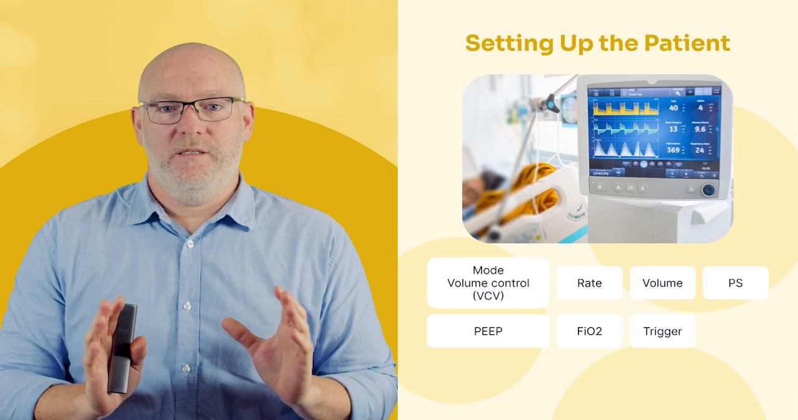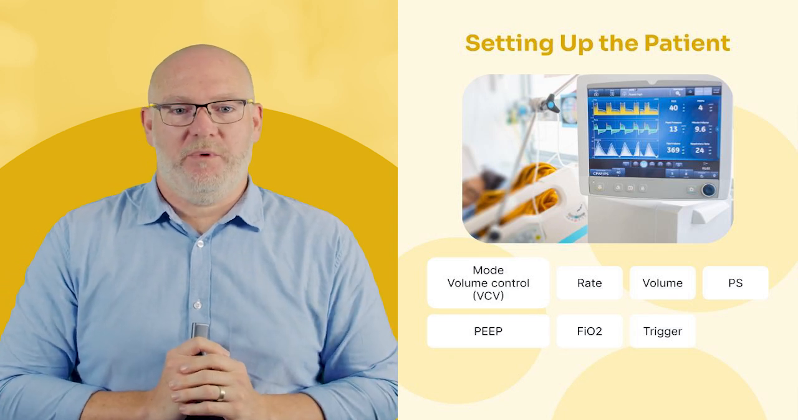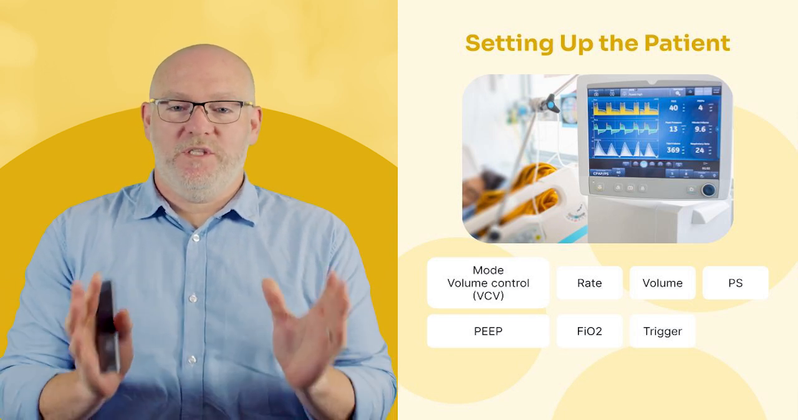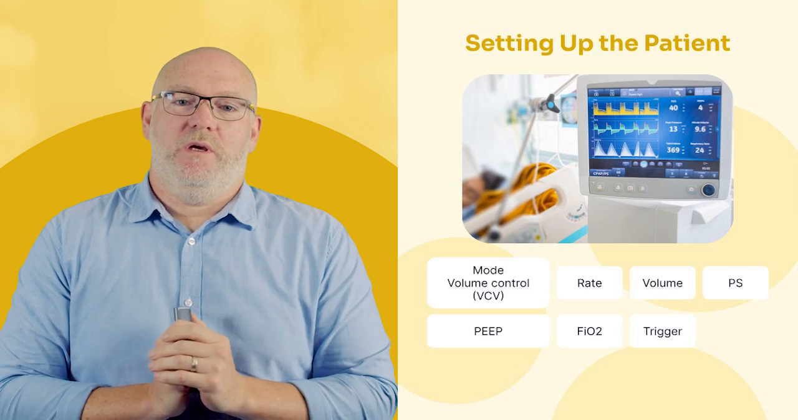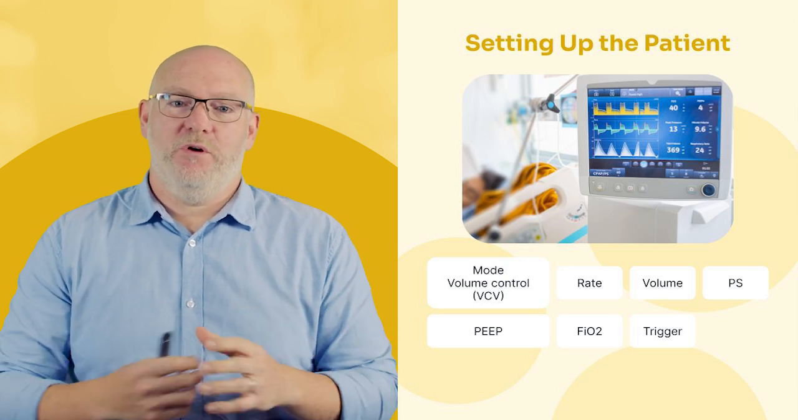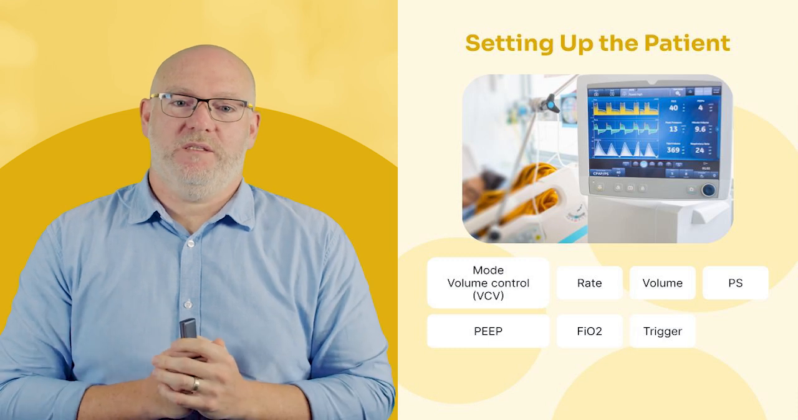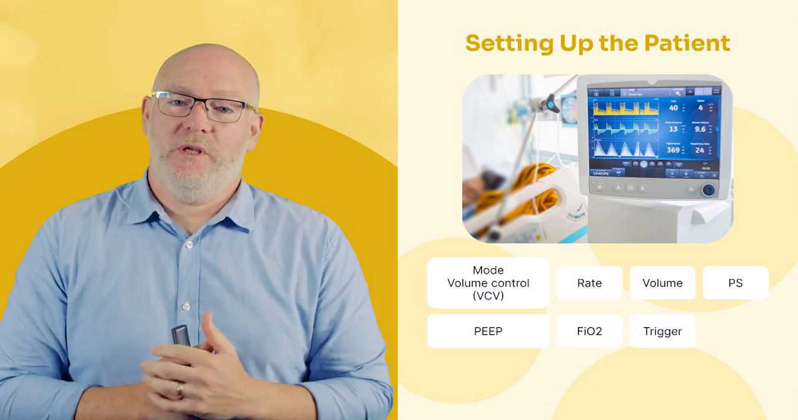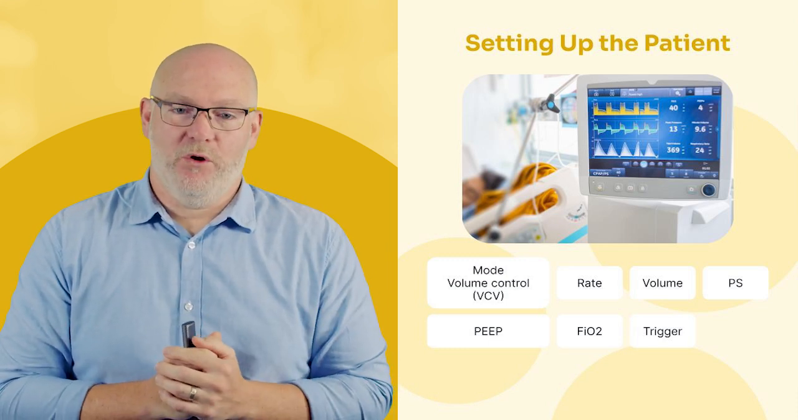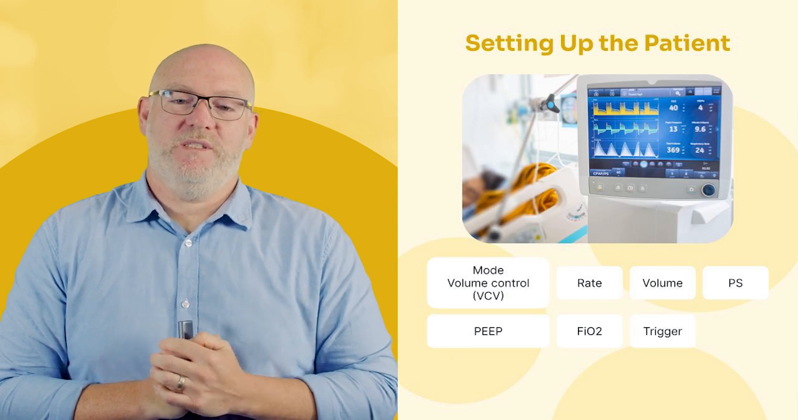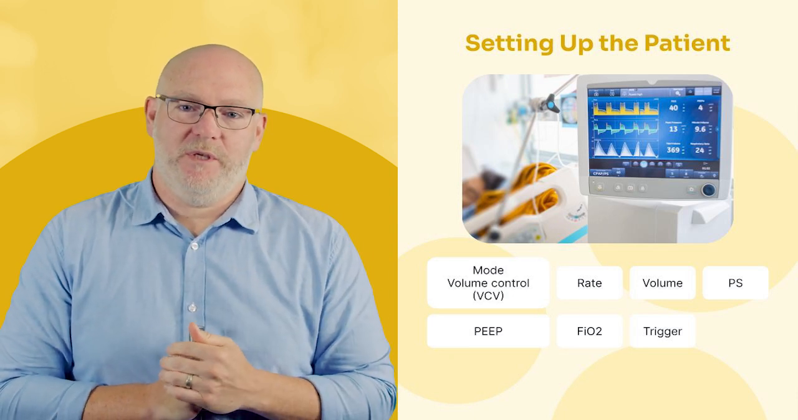So all of that said, let's talk about setting up a patient on a ventilator. The first thing we need to make a decision on is the mode. Are we in a mandatory mode or a spontaneous mode? Let's just say we're in a mandatory mode, and that way we can talk about a few more of the settings. We're going to choose volume control because that is by far and above the most common mode of ventilation. And we're going to set a tidal volume of 8 mils per kilo.